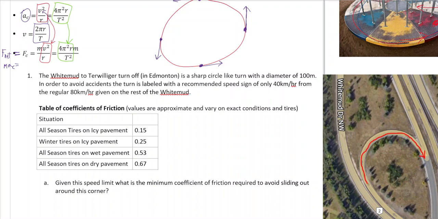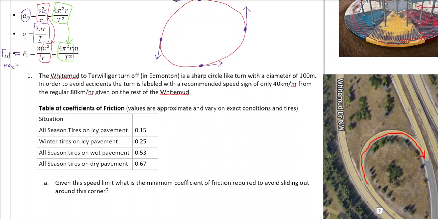The table of coefficients of friction here is approximate and varies on the exact road conditions and tires, but I found all of these possible coefficients of friction depending on what is actually going on.